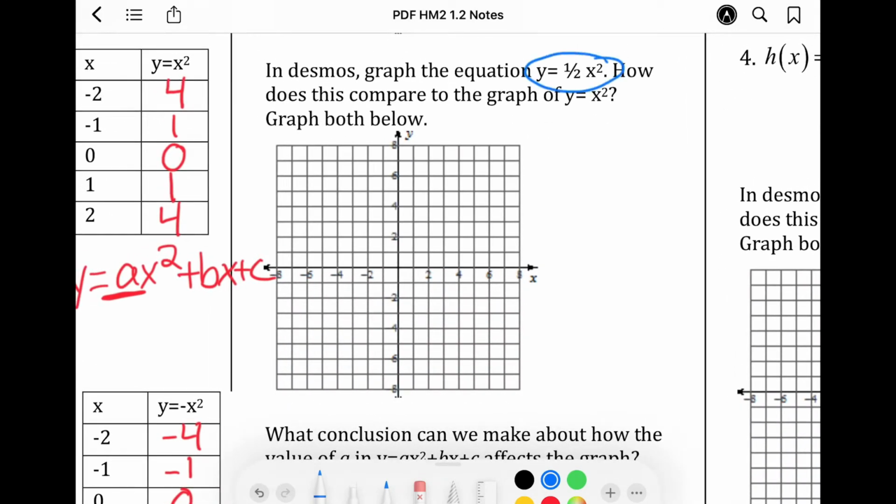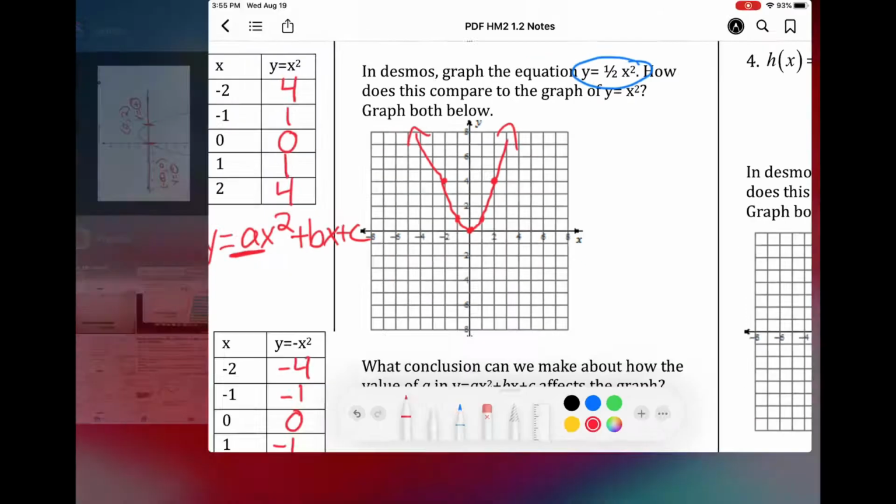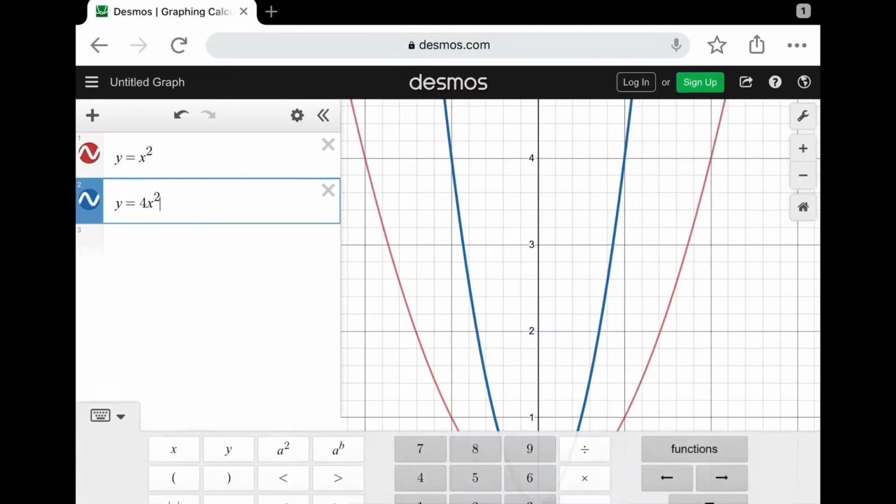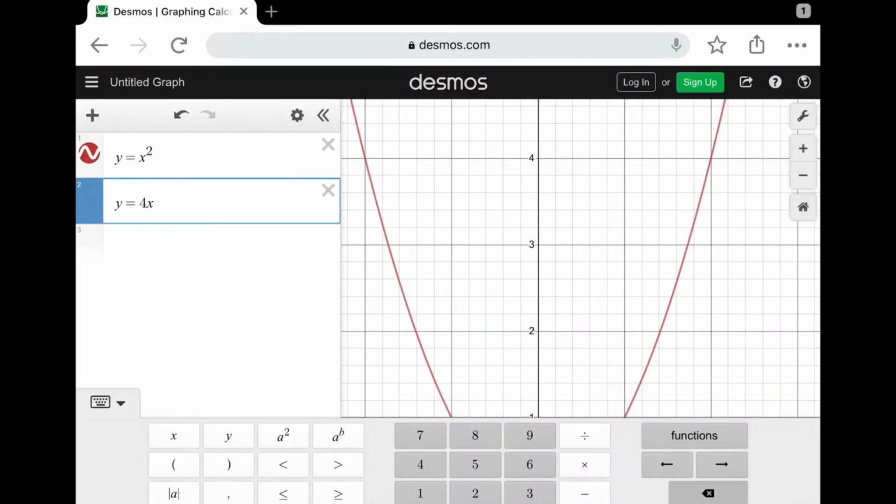What if our function or equation was y equals 1/2 x squared compared to our parent function? Again, I'm going to go in with red and put our parent function down. And no, it does not have to be perfect, as long as you know where those few points are. Keeping that parent function as red.